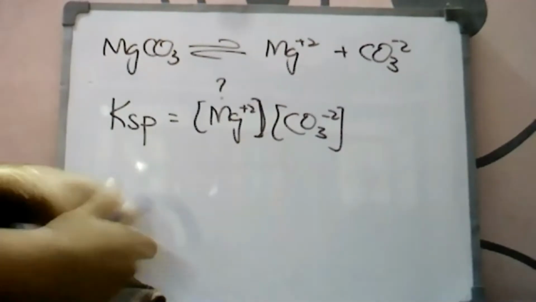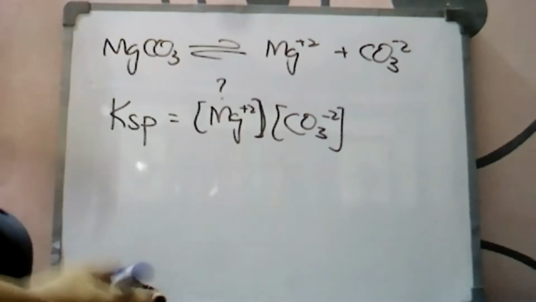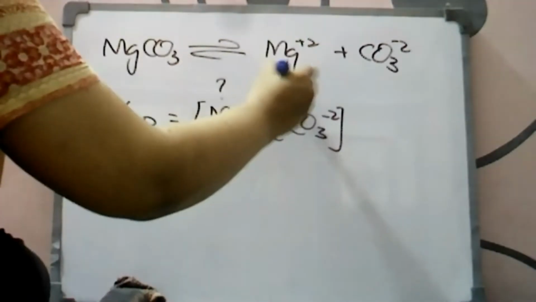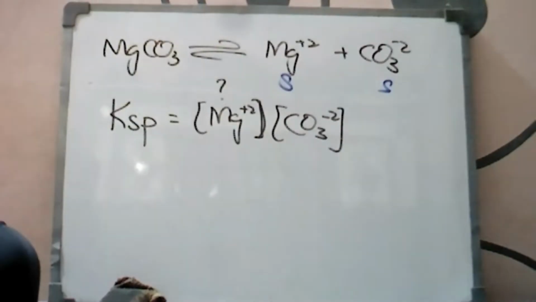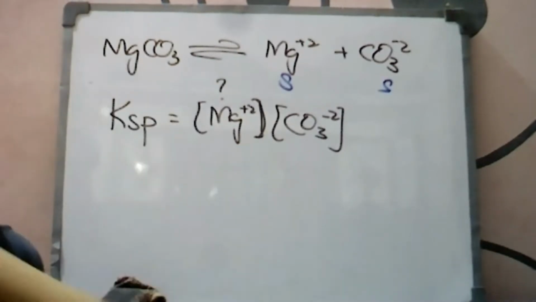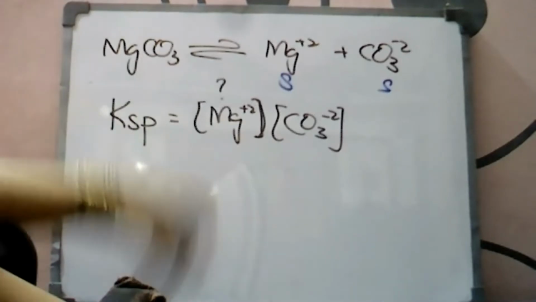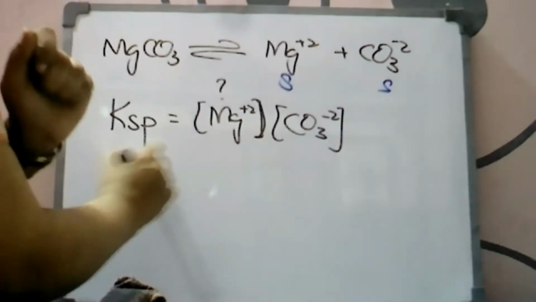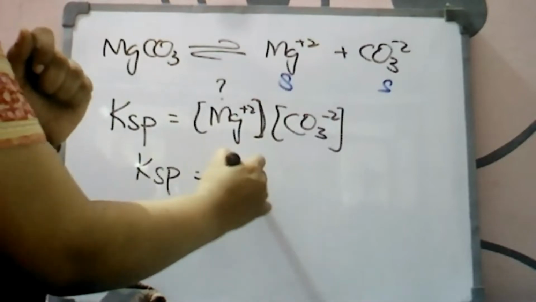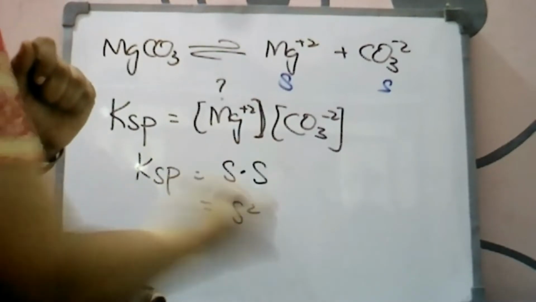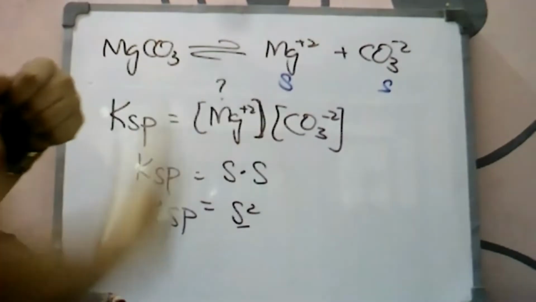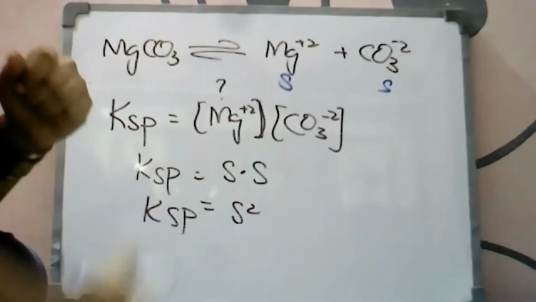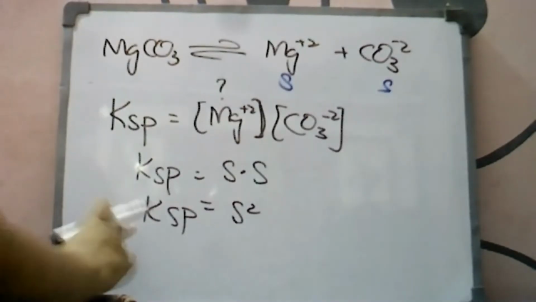Let's suppose equilibrium concentration of magnesium ion is S and carbonate ion is also S, because both are producing 1 mole. So Ksp value, if we put this S over here, this equation will become Ksp is equal to S dot S or S square. If you find this S, means you will find concentration of magnesium ion. So let's put the Ksp value which is given in the question in this equation.